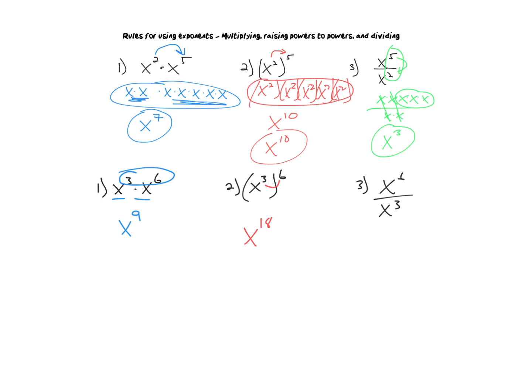And then on the last one, we have x to the sixth over x to the third. That means we have 6 x's on the top, 3 on the bottom. We can subtract these exponents and get x to the third.